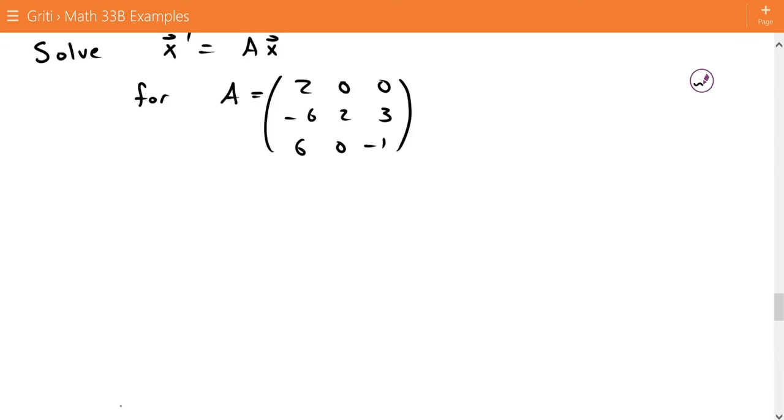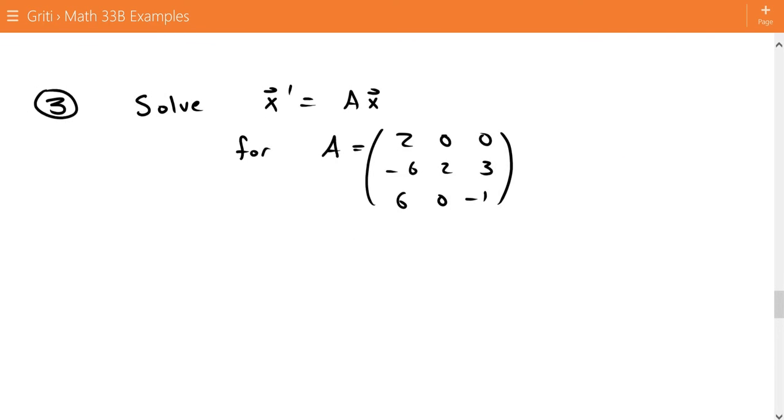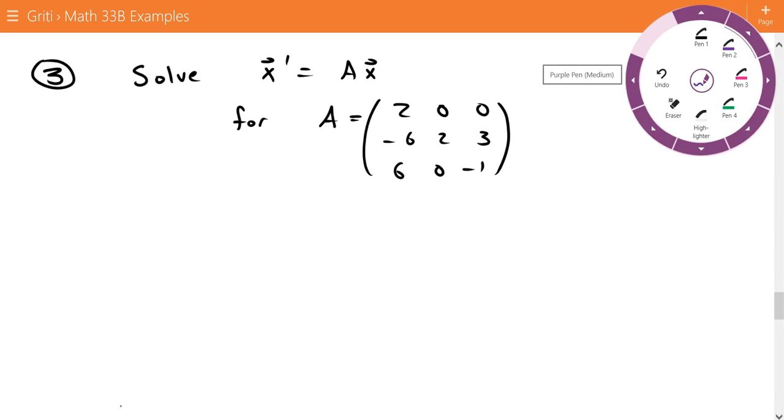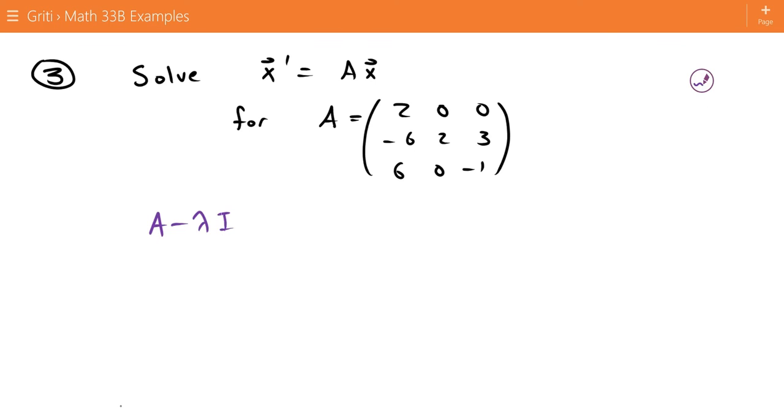And for number 3, we want to solve the system x prime equals Ax for A equals [2, 0, 0; -6, 2, 3; 6, 0, 1]. So, same procedure. We look at A minus lambda I, which is [2 minus lambda, -6, 6; 0, 2 minus lambda, 0; 0, 3, -1 minus lambda]. Sorry, I forgot the minus lambdas.